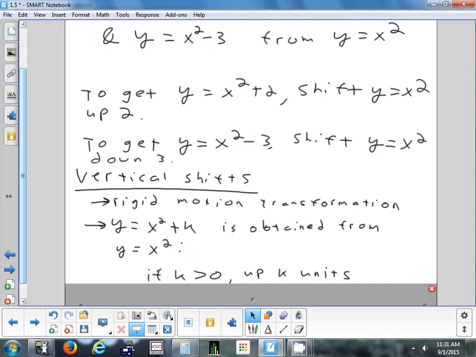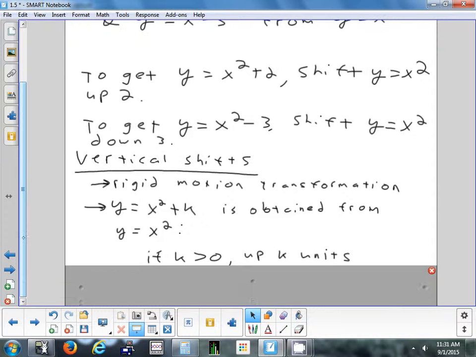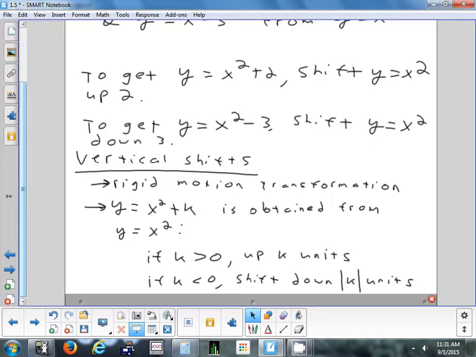So if you have something of the form y equals x squared plus k, the way you get that: if k is greater than 0, take y equals x squared and shift up. If k is less than 0, you take y equals x squared and shift down absolute value of k units. Why did I put absolute value in there? If I didn't put it in there, what would be kind of weird when you say this? Yeah, if you're shifting down negative units, that should be shifting up.